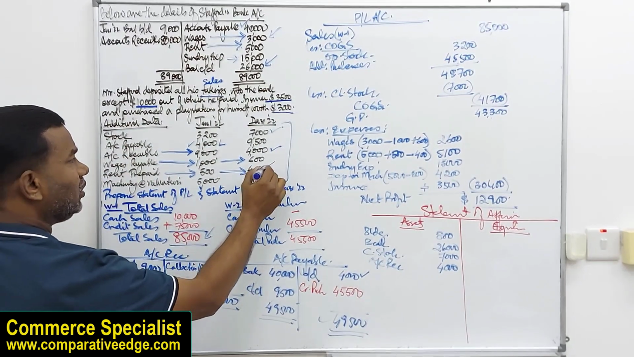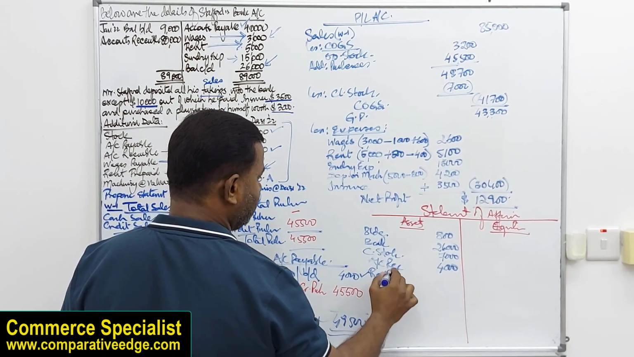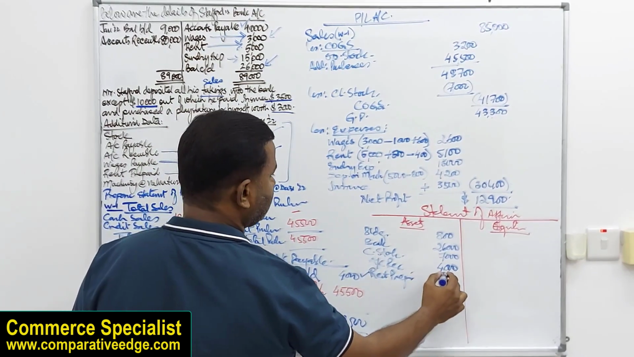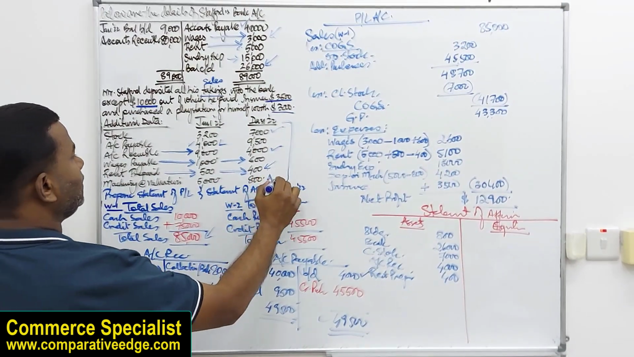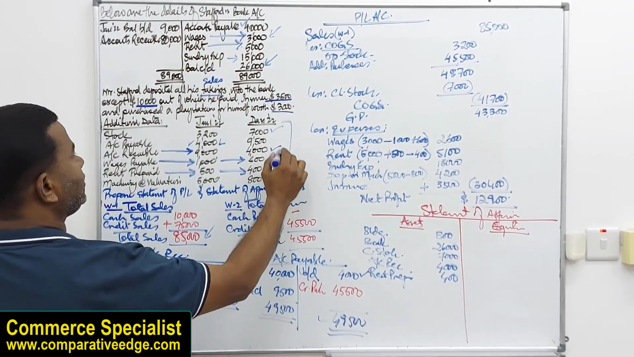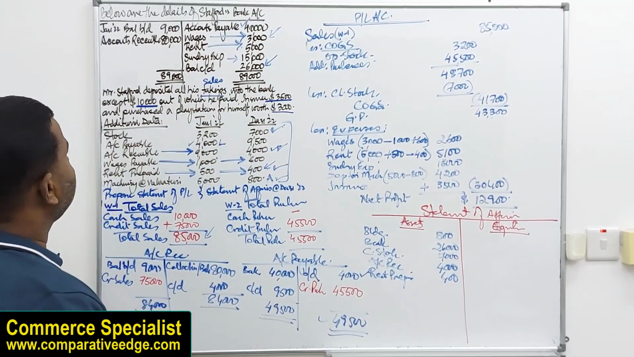Rent prepaid is also my asset, 400. So you can call it rent prepaid, which is 400. Machinery is taken. Rent prepaid is taken. Receivable is taken. This is taken. And bank balance is also taken here.